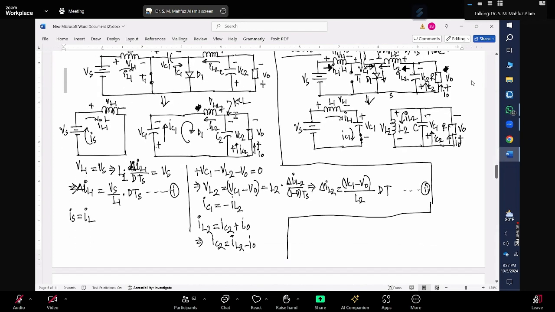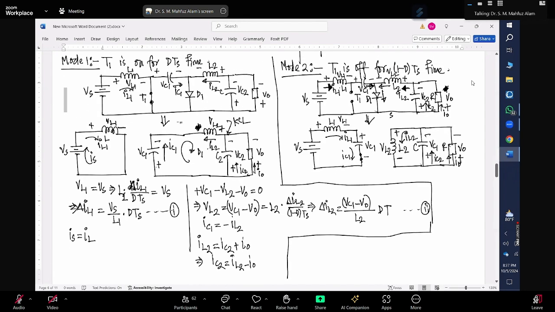Is there any confusion regarding this circuit or any kind of equation? Any question? No, sir.